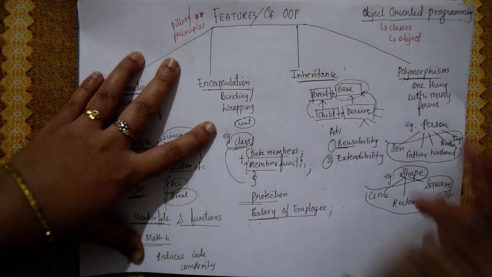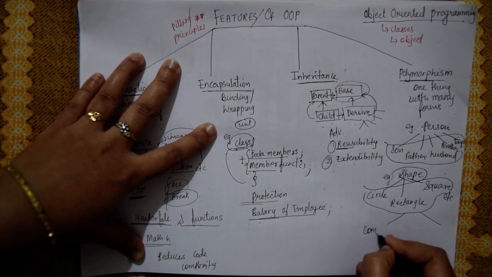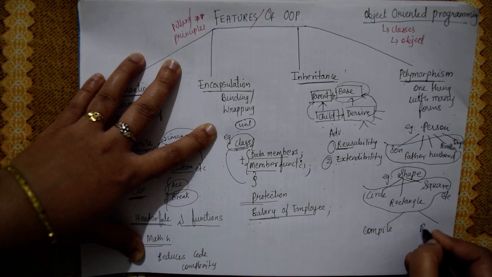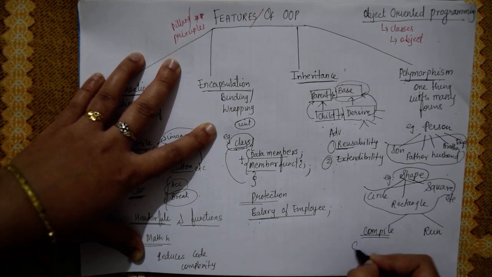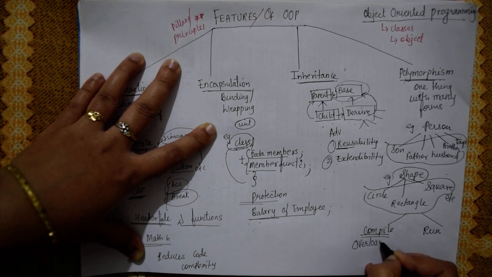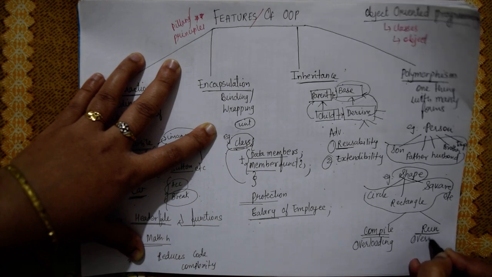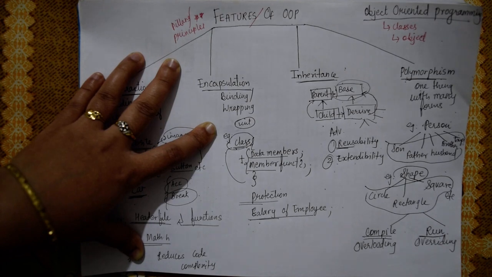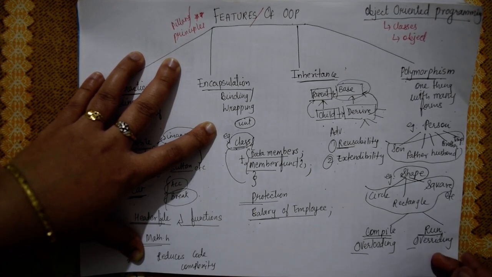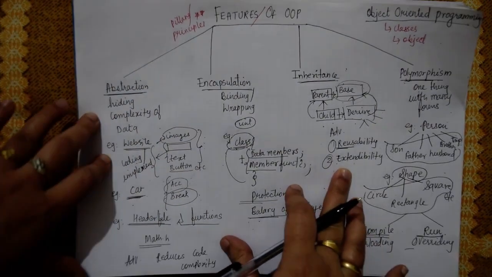And there are two types of polymorphism. One is compile time polymorphism and the second one is runtime polymorphism. Compile time polymorphism is also called overloading and runtime polymorphism is also called overriding. Okay, and we will have separate videos for overloading and overriding too. Okay, so this is about the features of object oriented programming.